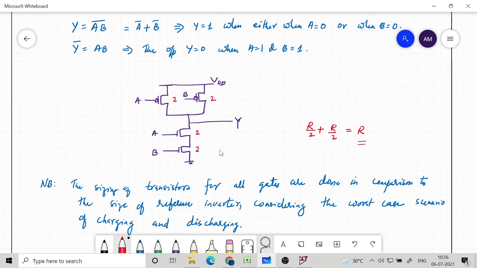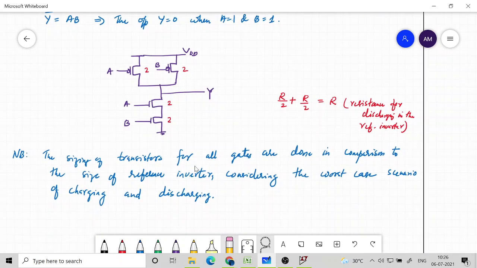So this is the resistance for discharging in the reference inverter. Resistance for discharging in the reference inverter is R. So we should get the same discharging resistance in the worst case scenario. So here the worst case scenario is, there is only one case, and that itself is the worst case.